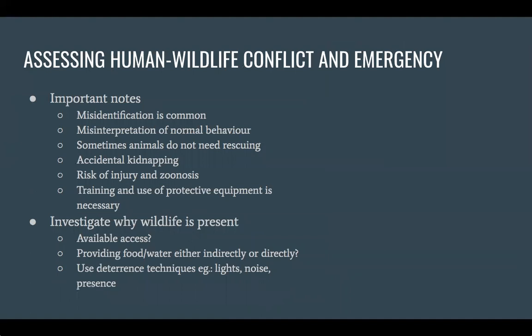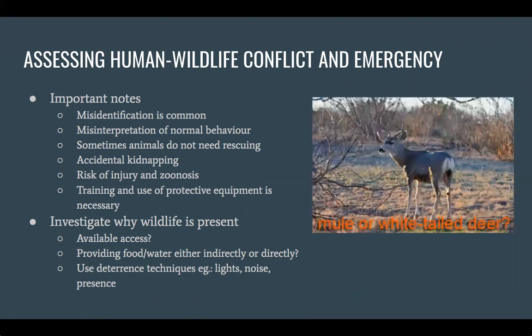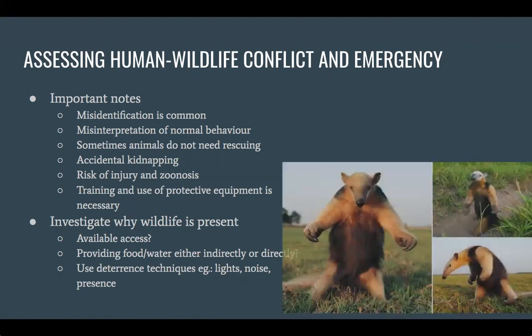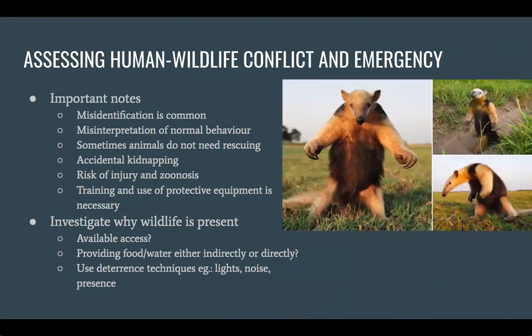Now, assessing human-wildlife conflict and emergencies, some things that are important to note. Misidentification of species is common. Misinterpretation of normal behavior also does occur. For instance, with this anteater, the Tamandua is not looking for a hug. He's in a defensive stance.